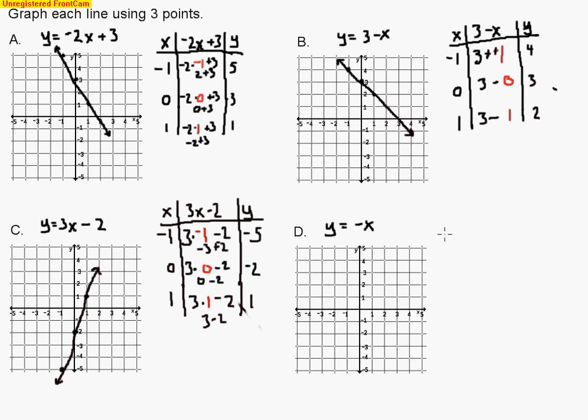Well, last one here. We've got this x. Those are our inputs. This time the rule is just the opposite of x. So not much to do there. And then we've got our outputs y. So we'll pick the same numbers, negative 1, 0, and 1. And this time, every time we do this, we're going to end up taking the opposite. So let's see what we end up coming up with.